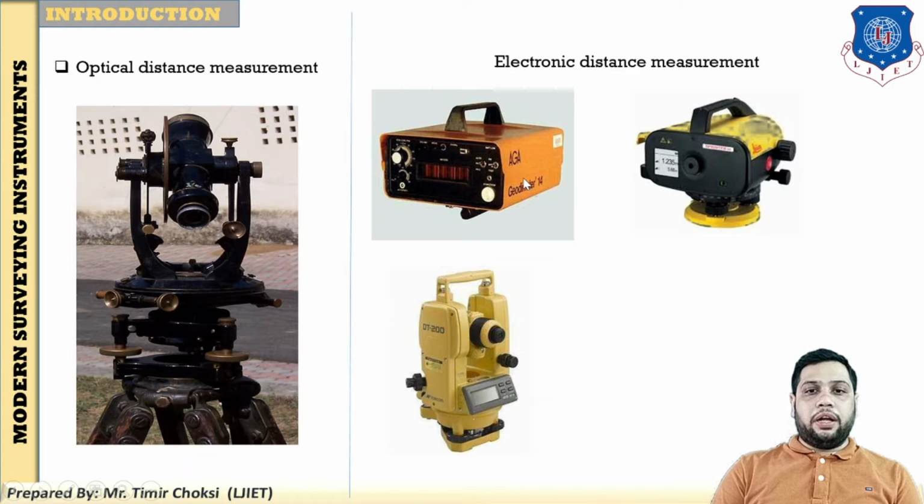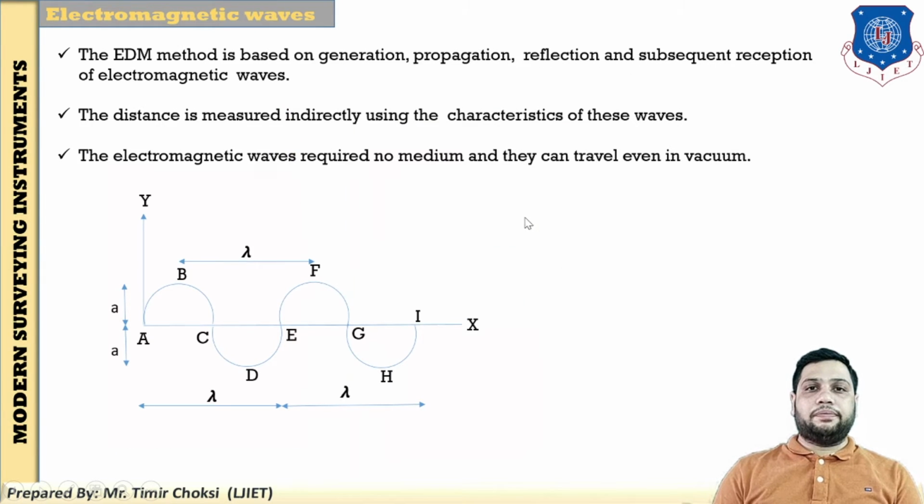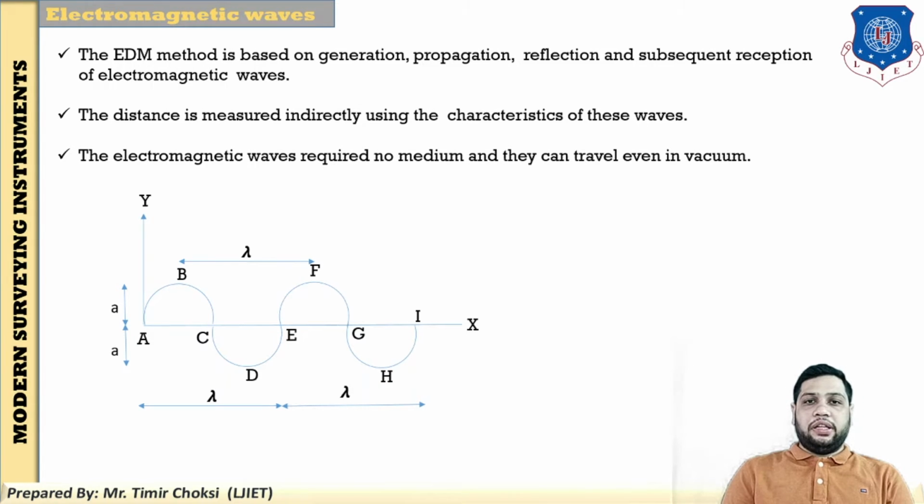Now, electronic distance measurement or electromagnetic distance measurement is based on the properties of electromagnetic waves. Particularly in this session, I will explain about electromagnetic waves as well as the electromagnetic spectrum. First, I will explain electromagnetic waves. The EDM method is based on generation, propagation, reflection and subsequent reception of electromagnetic waves.